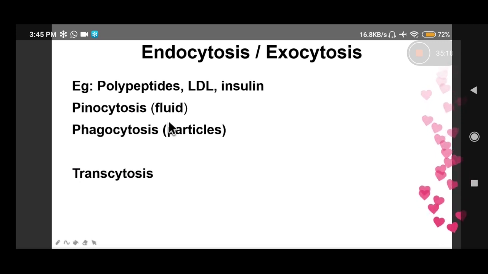When the cell throws out the vesicle containing the fluid or the particles, it is known as exocytosis. And transcytosis is a combination of endocytosis plus exocytosis. The drug is taken in by endocytosis and thrown out by exocytosis. So these are very specialized systems of helping the drug move across membranes, and these processes are used by very, very few drugs, large molecule drugs.